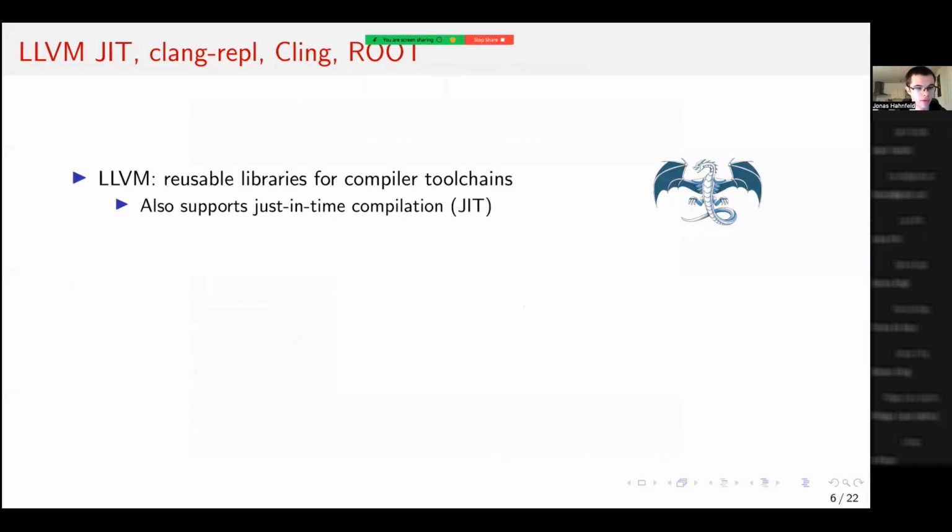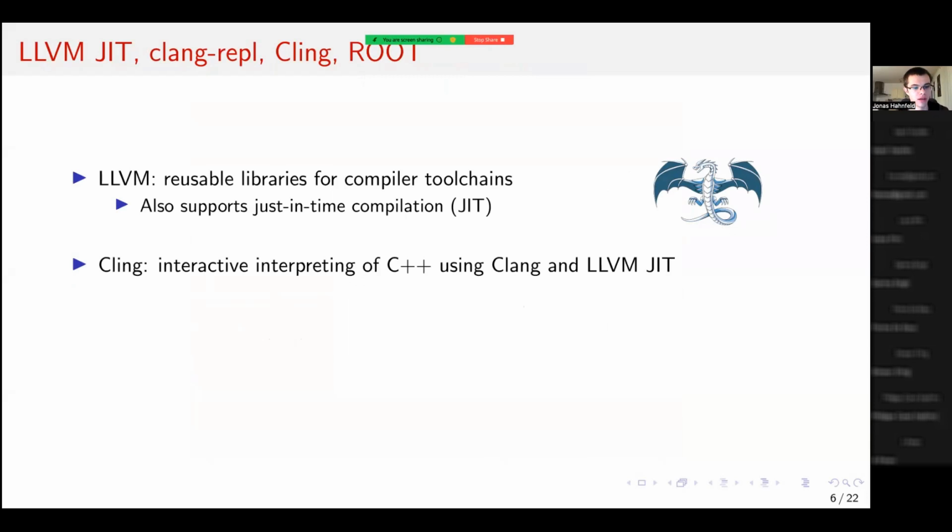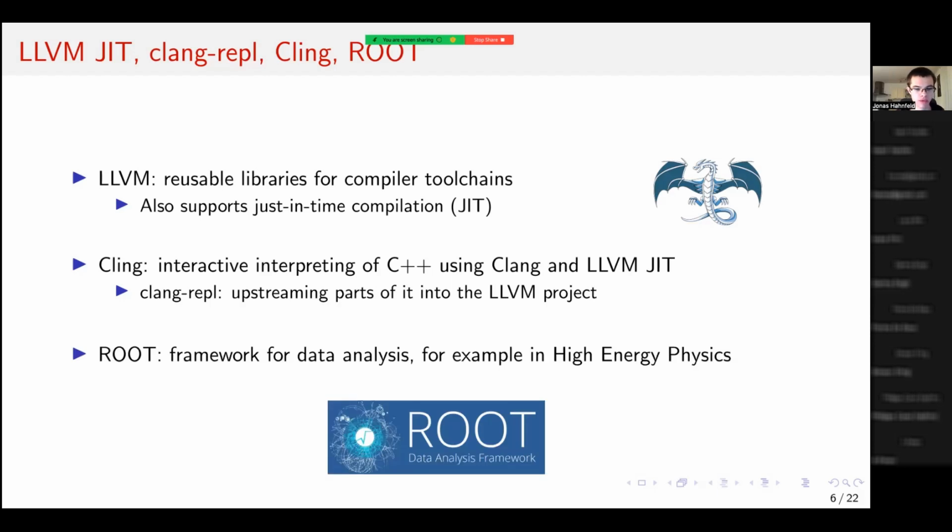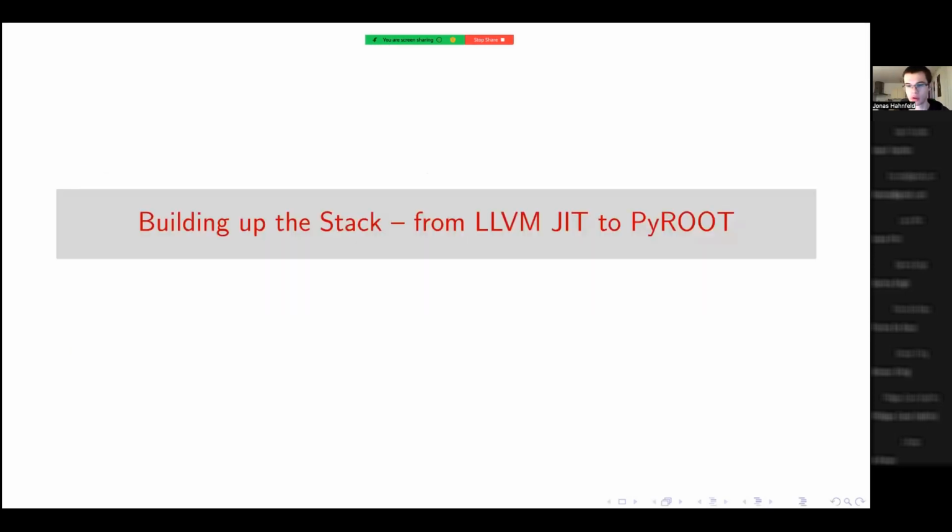So just to finish off the context, LLVM is a reusable set of libraries for compiler toolchains, and the important part for Clang REPL, Cling, and ROOT is that it also supports just-in-time compilation. Cling then is the interactive interpreting of C++ using Clang and this LLVM JIT that I just talked about. And Clang REPL is upstreaming parts of it into the LLVM project that Vassil just mentioned before. And ROOT is the framework for data analysis. In particular, it is used in high energy physics here at CERN, and is making use of Cling for fast prototyping, but also in the internals of, for example, our DataFrame. I'll come back to this for finding the Higgs actually. So that's for the start.